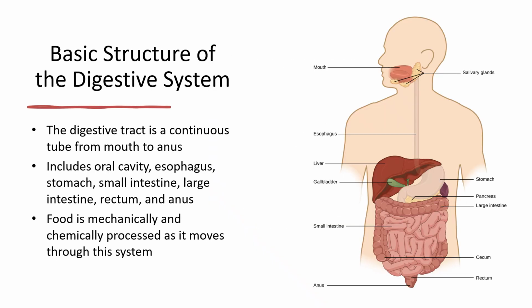The digestive system is a continuous tube from the mouth to the anus. Along the way, food passes through the oral cavity, esophagus, stomach, small intestine, large intestine, rectum, and finally the anus. Both mechanical and chemical processes work together to break food into forms the body can use.